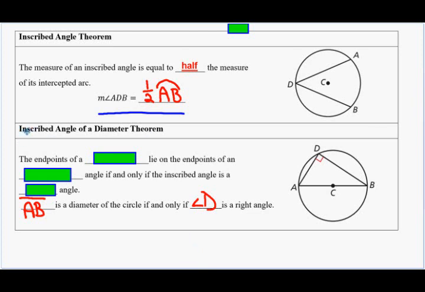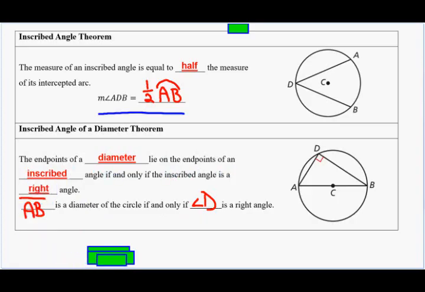Now the second theorem, inscribed angle of a diameter, this is just a special case. It says the endpoints of a diameter lie on the endpoints of an inscribed angle if and only if the inscribed angle is a right angle. So I'm going to go back over to my picture, and here from A to B, I'm highlighting in blue that half of the circle. Half of a circle is 180 degrees.